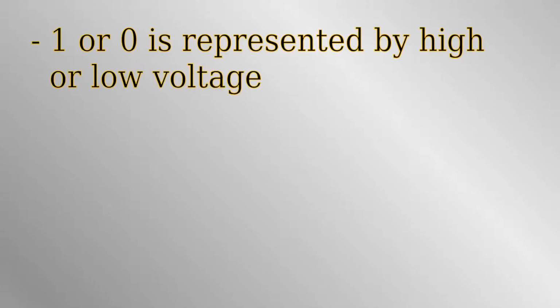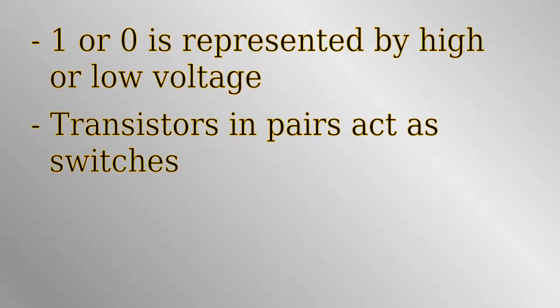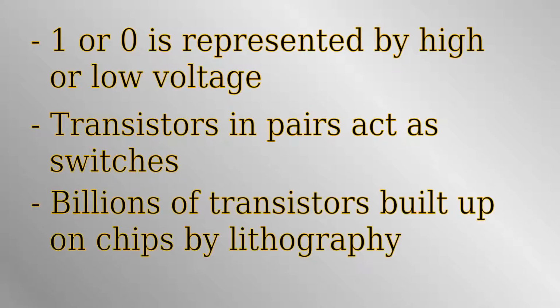To summarize, computers handle information as ones and zeros, when voltage in an electrical circuit is either high or low. Transistors act as electronic switches, changing between these two states. The transistors always come in complementary pairs, so when one half of the pair opens, the other closes. Lithography is the process by which huge numbers of interconnected transistors are built up on a block of silicon.